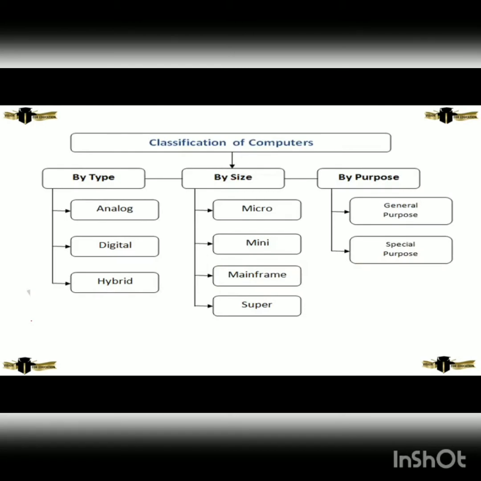Let's see the classification of computers. The classification of computers is done in three ways: by type, by size, and by purpose. By type is again divided into three types, that is analog, digital, and hybrid. By size is divided into four types, that is micro, mini, mainframe, and super. By purpose is again divided into two types, general purpose and special purpose.